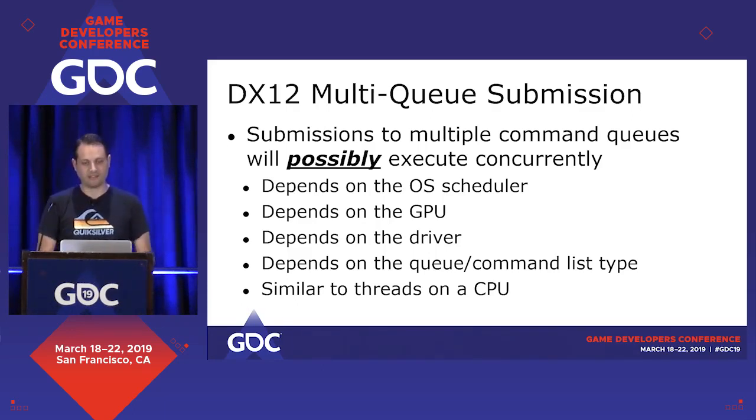And so it's kind of similar to threads on a CPU, right? You can make as many threads as you want, but there's not actually a guarantee they're all going to run concurrently on separate cores. It's totally possible there's only one core and your threads just get serialized, and you can have the same thing on GPUs, so you have to check on that, usually with special tools.